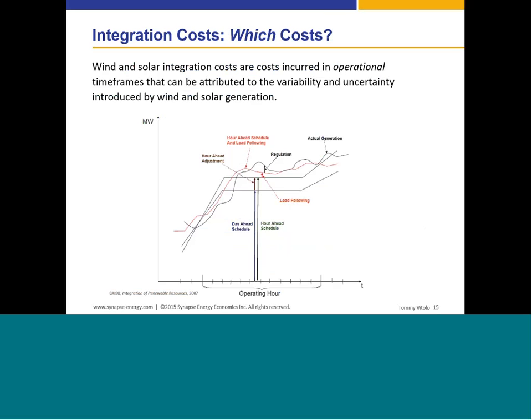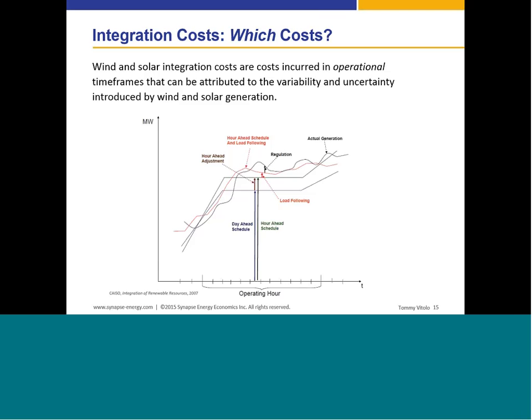Now that we've shown you what the costs are and get that out of the way, $5 a megawatt hour is a good approximation. Let's talk about what costs we're talking about. This definition comes out of a national laboratory, and I think it's a really good one. Wind and solar integration costs are costs incurred in operational timeframes that can be attributed to the variability and uncertainty introduced by wind and solar generation.